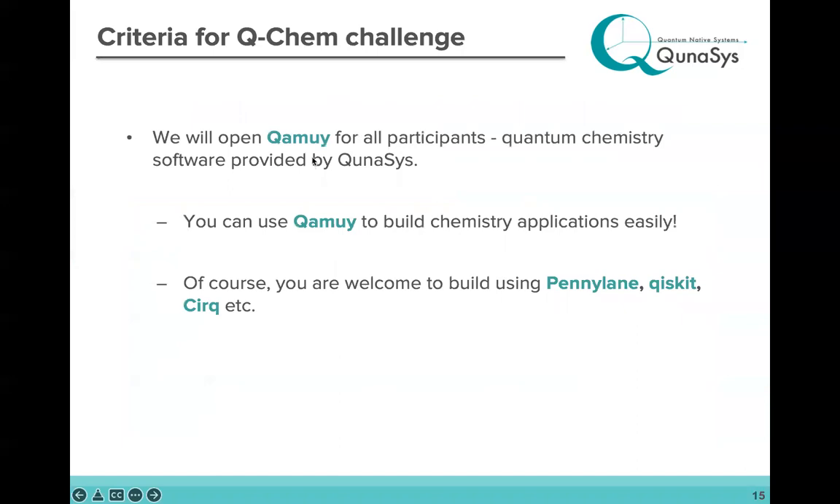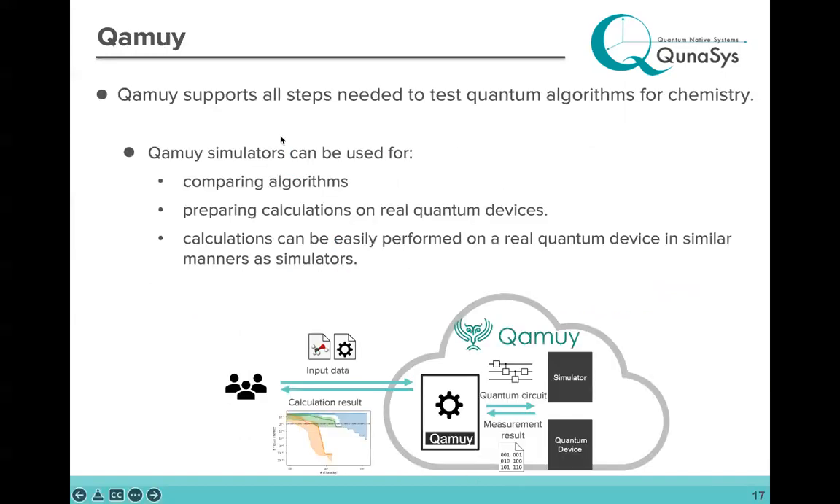We will open CAMI for all participants. This CAMI is a quantum chemistry software provided by QunaSys. You can use CAMI to build chemistry applications easily. Of course, you are welcome to build using other products like PennyLane, Qiskit, or Cirq, and so on. CAMI supports all steps needed to test quantum algorithms for chemistry. CAMI simulators can be used for comparing algorithms and preparing calculations on real quantum devices, or calculations can be easily performed on a real quantum device in a similar manner as the simulator. So this is a figure of CAMI.